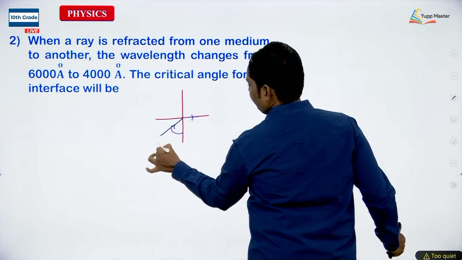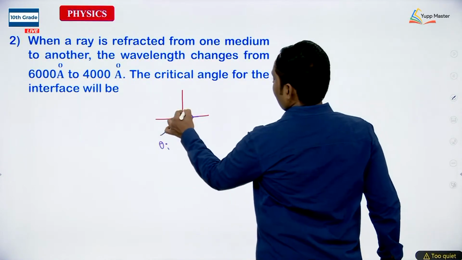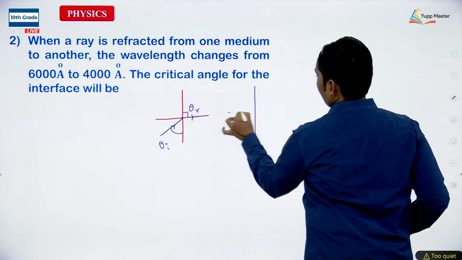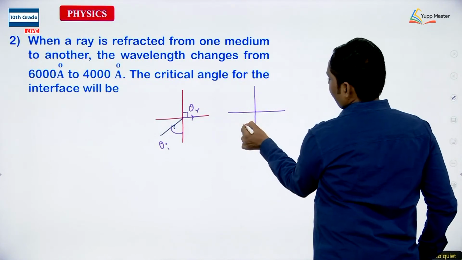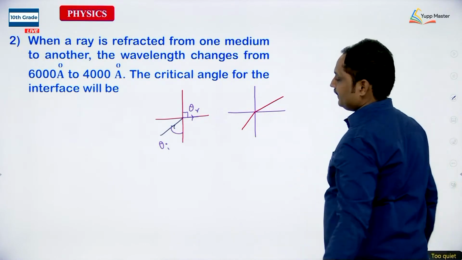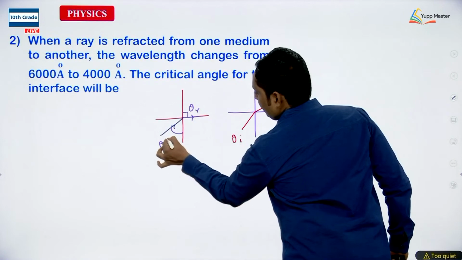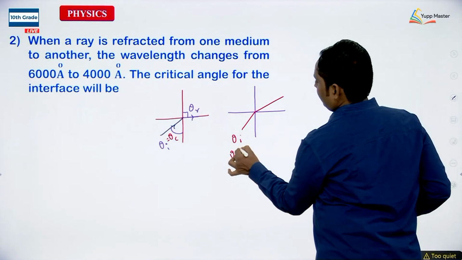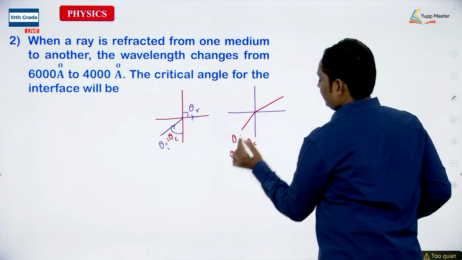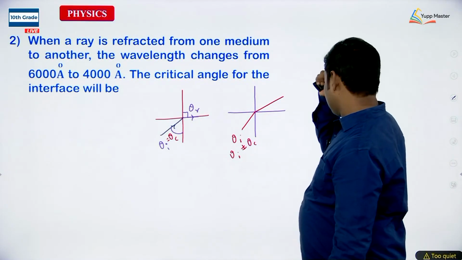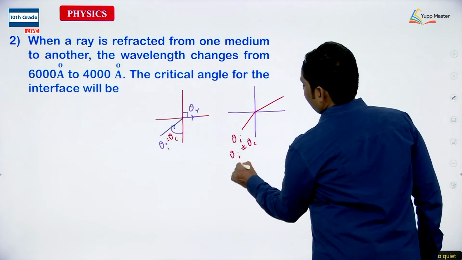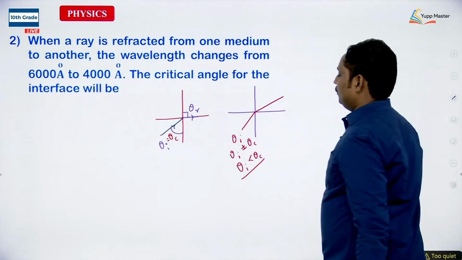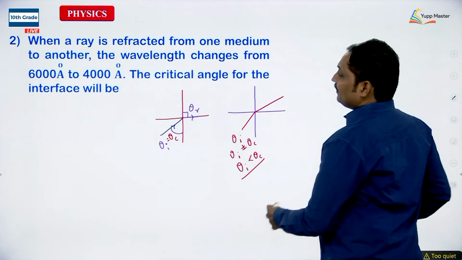If you are going to get that, this is theta I, let us assume this is theta R. So, when you take the incident light rays, they will refract, but here theta I is not equal to theta C. It is very clear: theta I is going to be less than theta C. So it has been refracted, but what do you mean by the critical angle?